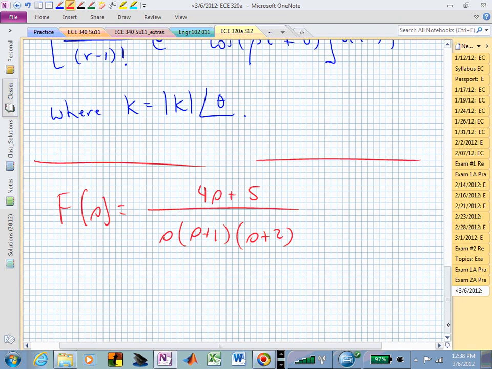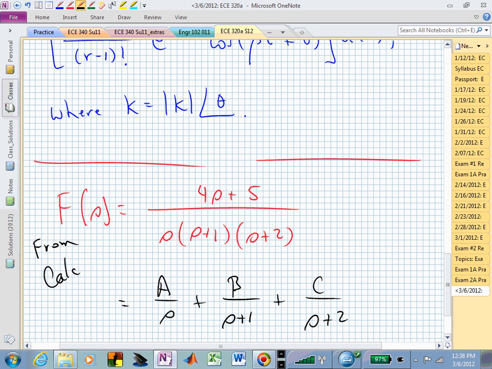I would suggest that you say something like "from calc," and then you would write a over s plus b over s plus 1 plus c over s plus 2, and you can write down directly what your calculator gives you for a, b, and c. I'm not calculating it here, but is that making any sense? And then, if you're asked for the time domain expression for little f of t, you better be able to inverse Laplace transform each of those 3 pieces back into the time domain. Does that answer your question?